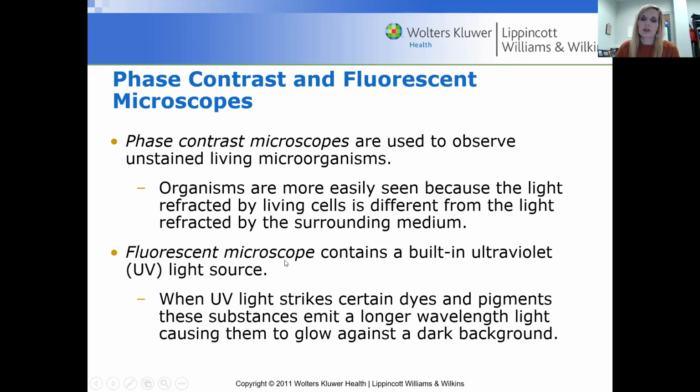A fluorescence microscope will contain a built-in UV light source. So it's an ultraviolet light source. Again, we think UV, we think sun's rays. Very, very similar. It's not just your standard light that's being used here. We're looking at an ultraviolet light. So when ultraviolet light strikes certain dyes and pigments, these substances are going to emit a longer wavelength of light, and that causes them to glow against a dark background.